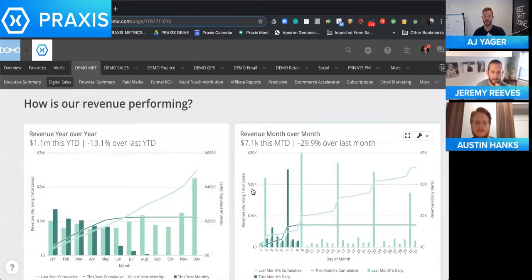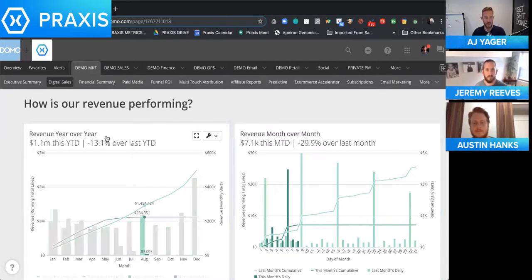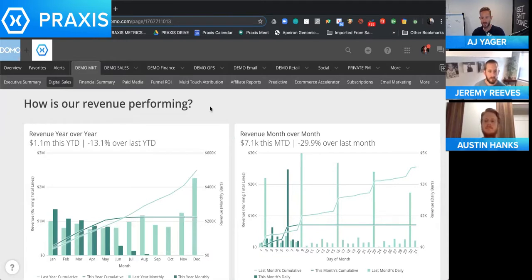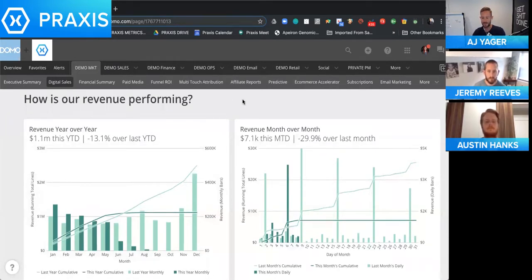Now, there's, of course, an entire financial dashboard that we've also created that helps you get more granular, but this is that snapshot of digital sales. How are we working? How are we performing? And so that's great. Anything to wrap up that conversation, guys?